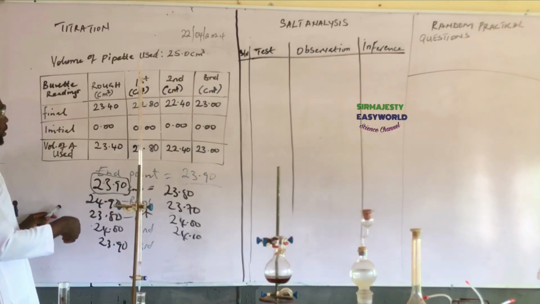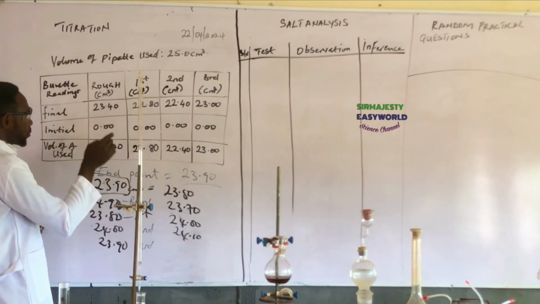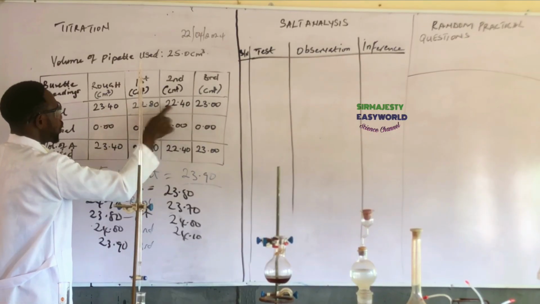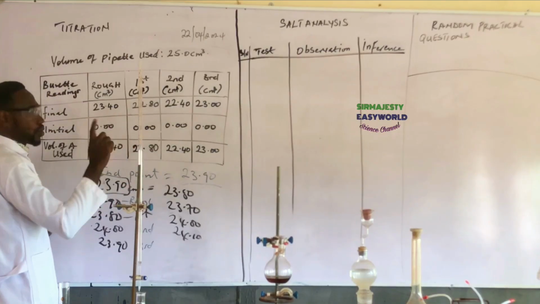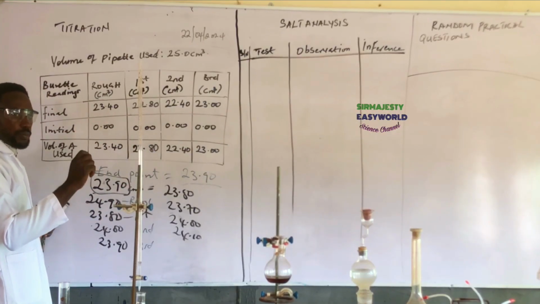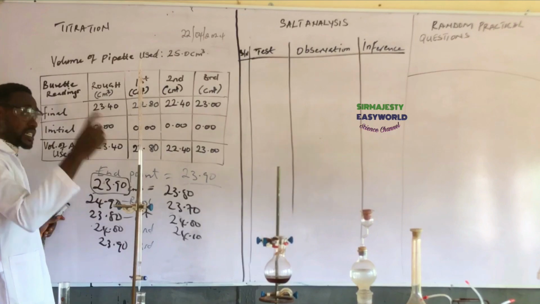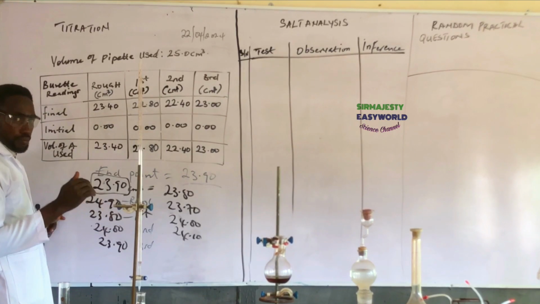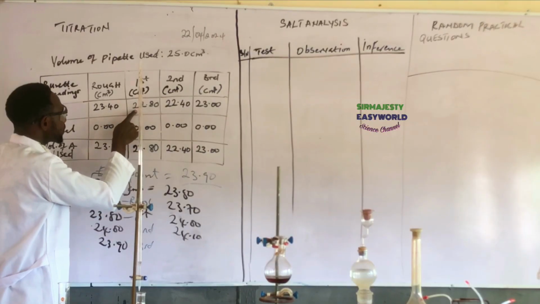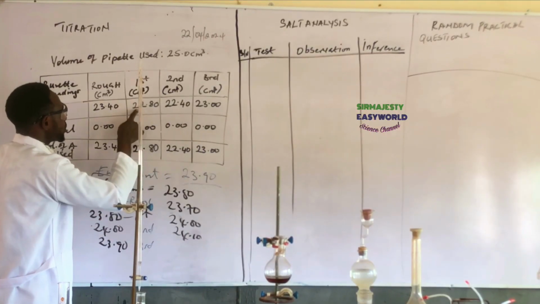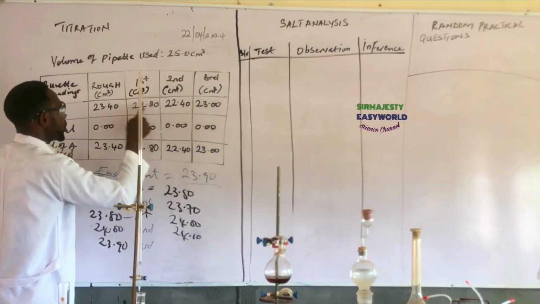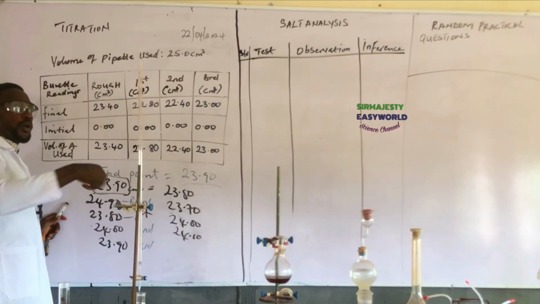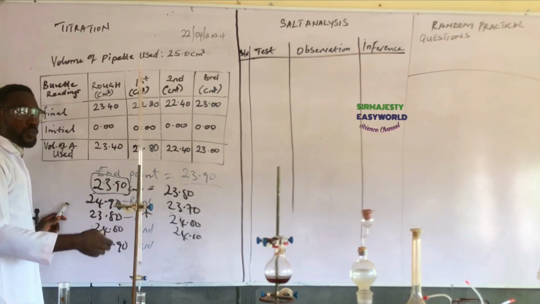Look at the table. Can you find concordant values? Rough is out. Look at the first titration, 22.80, and 22.40. This first and second titration are not concordant because they vary by more than 0.2. The difference between them is 0.4. If you use it, you will lose marks. But my first titration and my third titration, 22.80 and 23.00, are concordant. The difference between them is 0.2, and we say they should not vary by more than 0.2. It is allowed to vary by 0.2, but not more than 0.2.